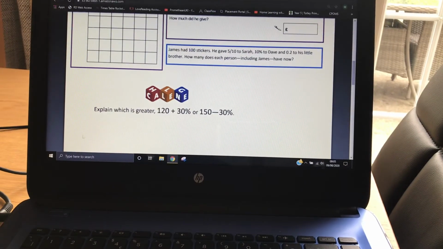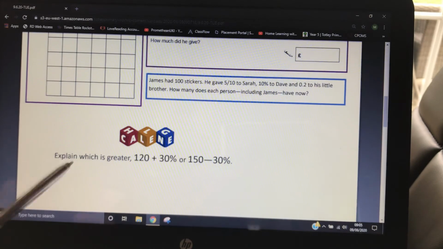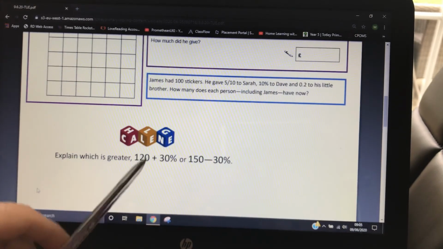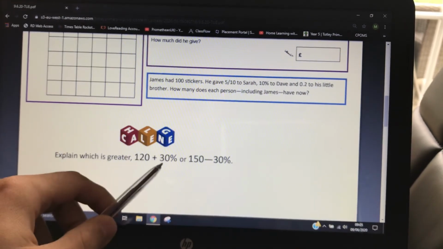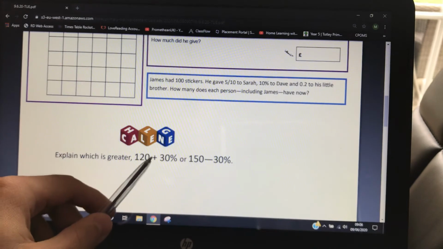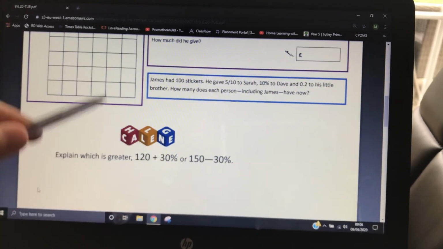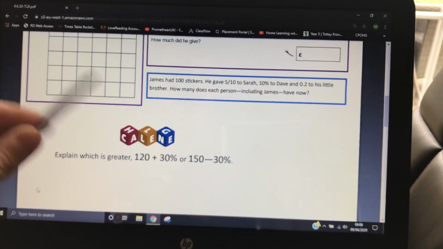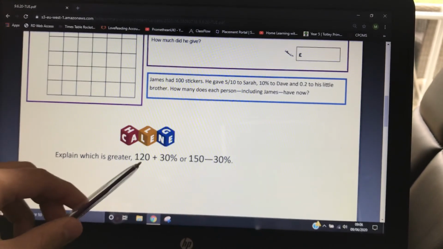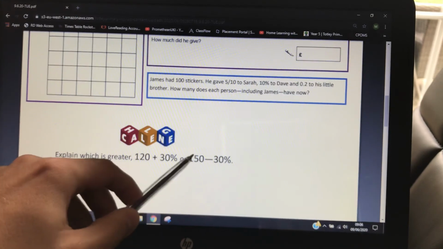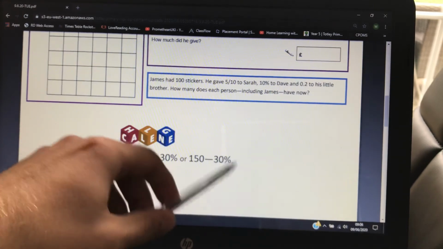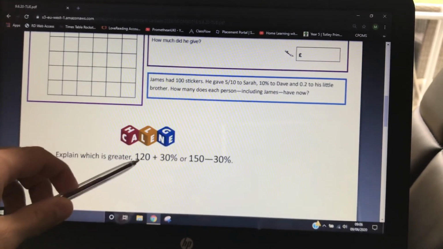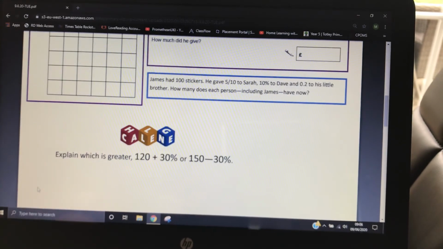And then there's a quick challenge at the bottom, which, to be fair, looks ridiculous, but is actually quite logical when you think about it. Explain which is greater, 120 plus 30%, or 150 take away 30%. Well, we can do 10%, can't we? So 10% would be 12. We want 3 lots of 10, we want 30. So 12, 24, 36. So add 36 onto there. That's already going to take you past 150, isn't it? So there's no point working that out, because 150 take away 30% is going to be less than 150. We've already got past 150 here, so that one is the greatest.